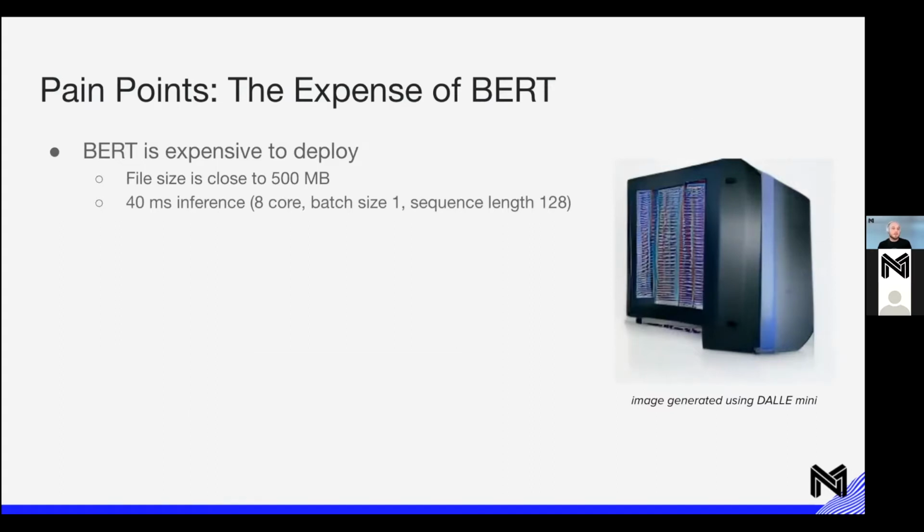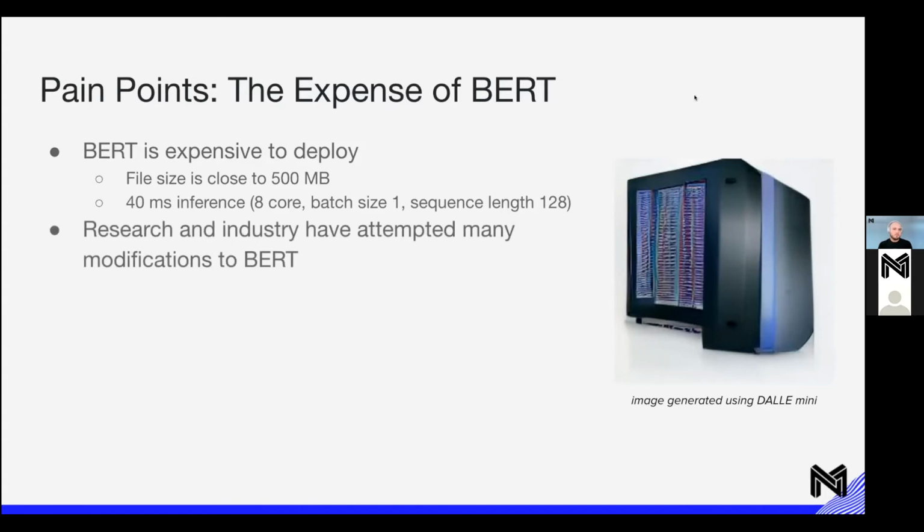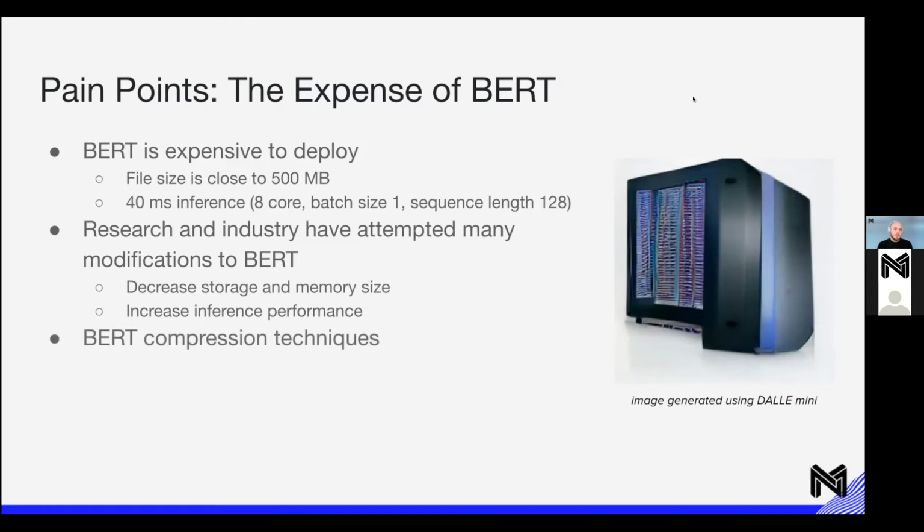40 milliseconds is a long time to spend calling out to an NLP model, especially with how much text you generally have to process in these text pipelines and for business applications. So research and industry has attempted many modifications to BERT, specifically to decrease storage and memory size, as well as to increase its inference performance. Generally, these have broken down into compression techniques.